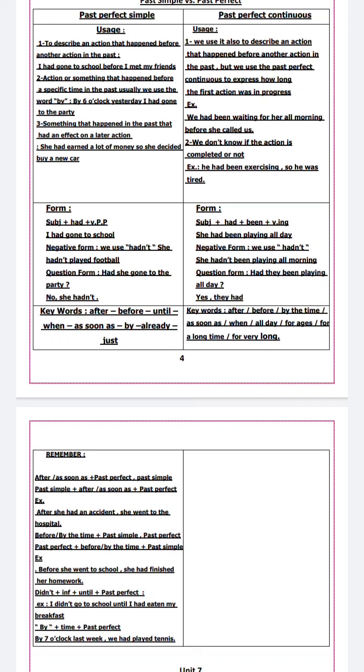First of all, the usage. Why and when do we use it? One, we use it also to describe an action that happened before another action in the past. But the difference here is to express how long the first action was in progress. So here there is a certain timing, a duration of time. That's what makes it so different from the normal past perfect simple. Here we are talking about a duration of time. Let's have an example to make it clear.